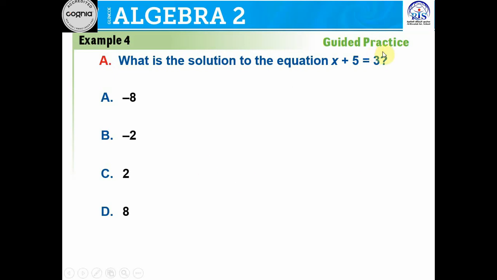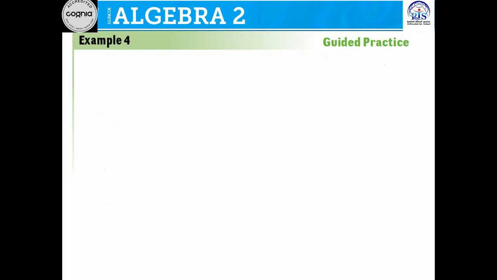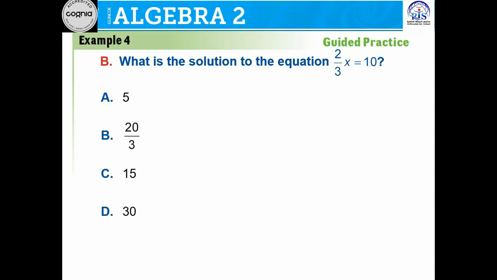x plus 5 equals 3. Here I make minus 5, minus 5. Then x equal negative 2. Fraction with the variable x, 2 over 3. Its reciprocal, 3 over 2. I multiply the first side by 3 over 2 and the second side by 3 over 2. It will become 30 over 2, it is 15. Very simple questions.